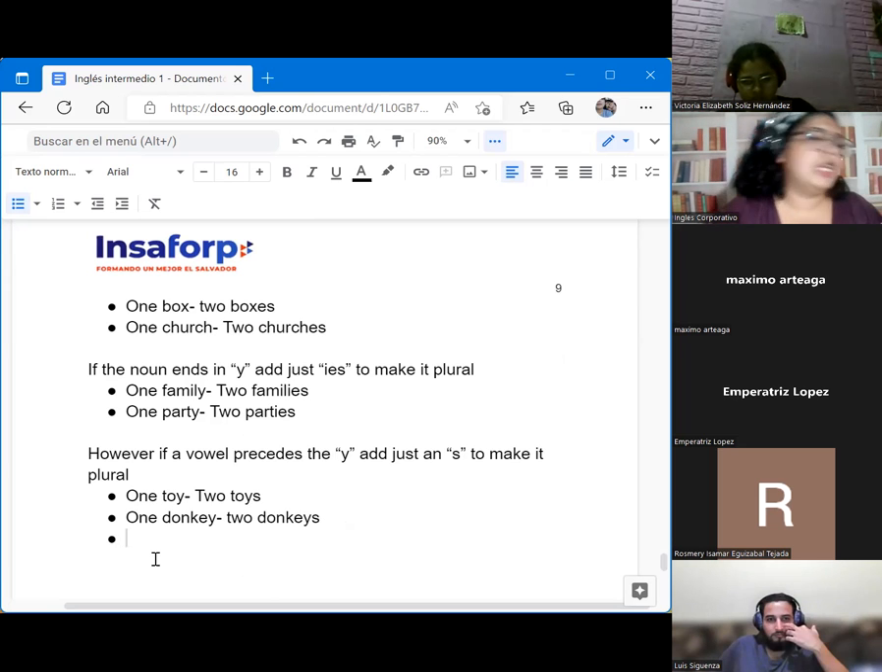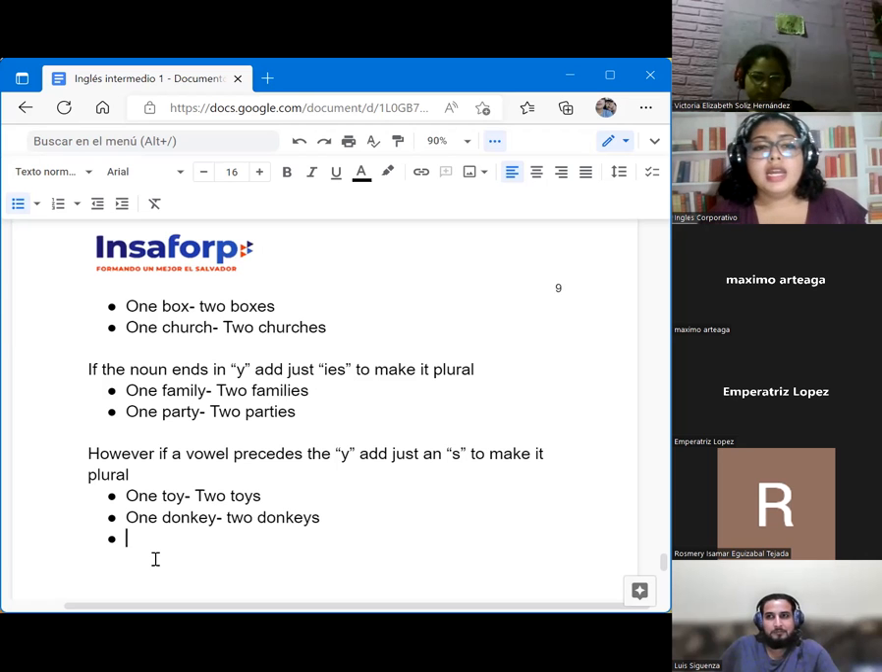Then we have, if the noun ends in O, add ES to make it plural. In this case, if we have O at the end of the word, we are going to add ES at the end of the word.